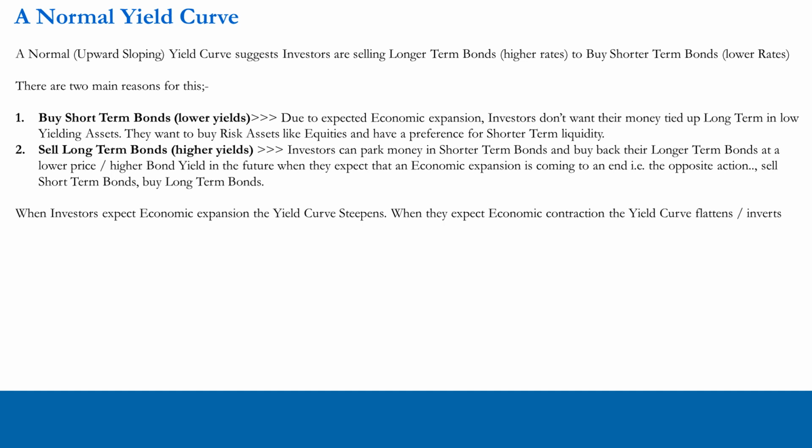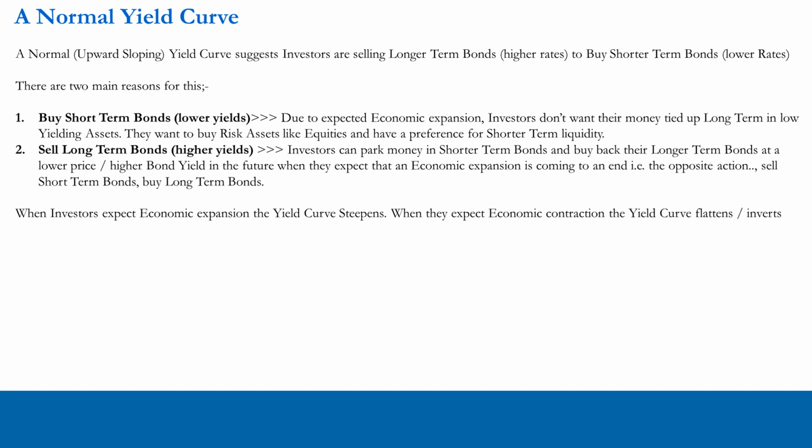They can park their money in shorter term bonds, and later they can buy back their longer term bonds at a lower price, so a higher bond yield. Later in the future, they can do that when they expect an economic expansion is coming to an end. So they would actually take the opposite action when they expect that the expansion is ending. They would sell short-term bonds and buy long-term bonds at a lower price and higher bond yield. That's what they're doing with their money.